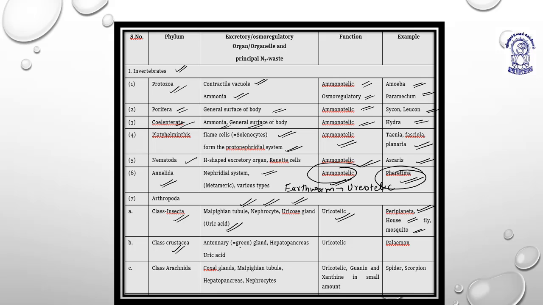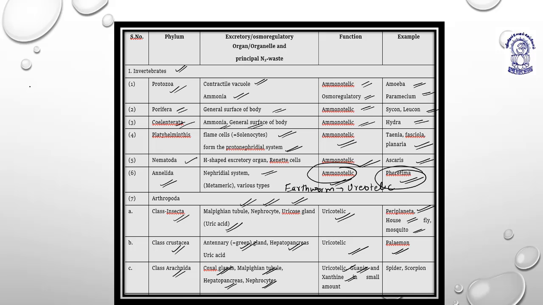Crustaceans have antennary or green glands. They have a hepatopancreas. They also excrete uric acid, uricotelic. Example, Palaemon. Arachnida have coxal glands, Malpighian tubules, hepatopancreas, and nephrocytes. The function is uricotelic, with guanine and xanthine in small amounts. It also excretes uric acid along with guanine and xanthine in small amounts.